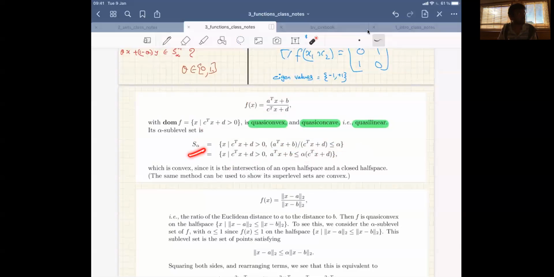If you consider a superlevel set, what will it be? Again, it will be similar. Instead of less than or equal to, you have to write greater than or equal to alpha. So you will again get something similar. The only difference is you will have the greater than or equal to sign. Again, that will be an intersection of some open half spaces and closed half spaces, which will be a convex set, right? Clear?